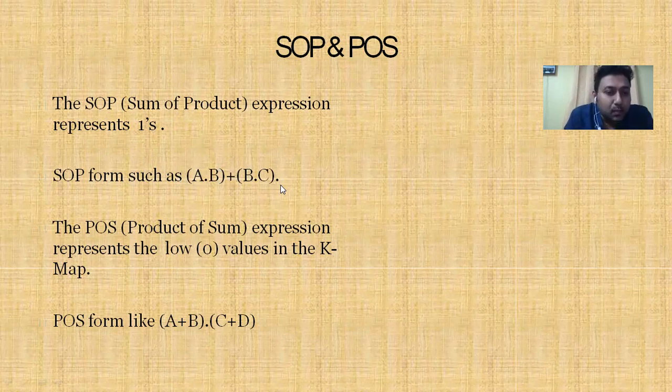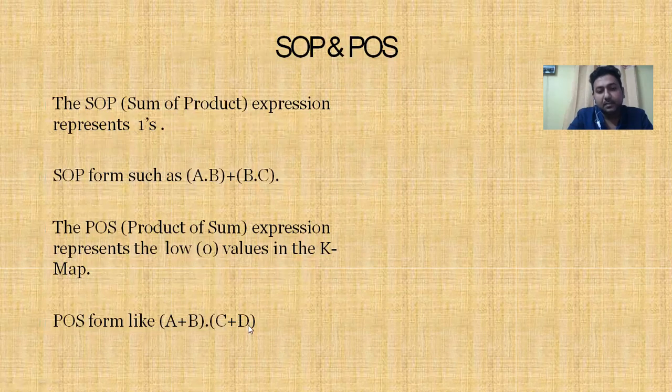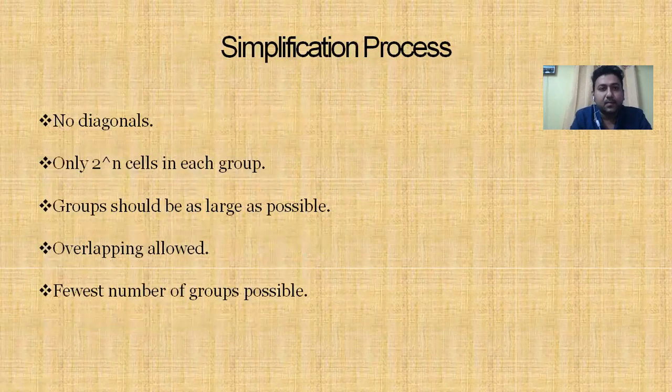Next one, the product of sums, that is POS. These expressions represent 0. As an example of POS, we can see (A plus B) dot (C plus D). That is, A plus B is a sum, and C plus D is also a sum. Two sums are multiplied with each other. So this is the basic concept of what SOP is and what POS is.